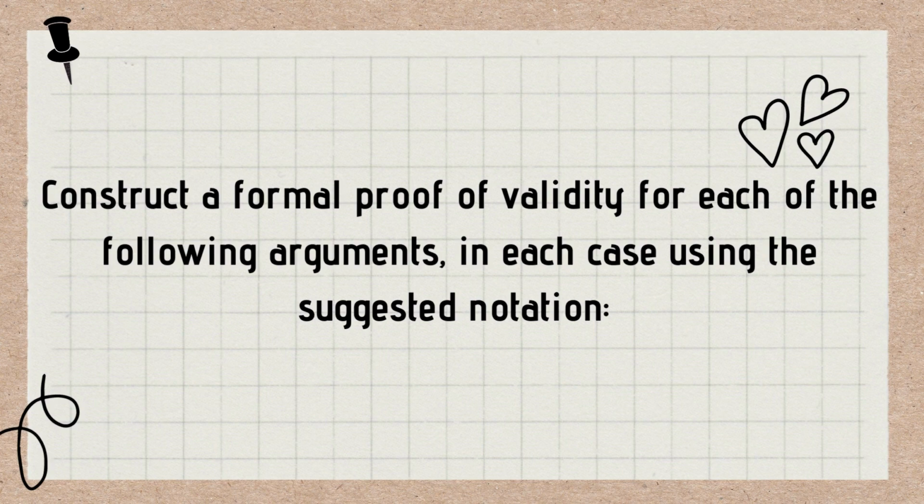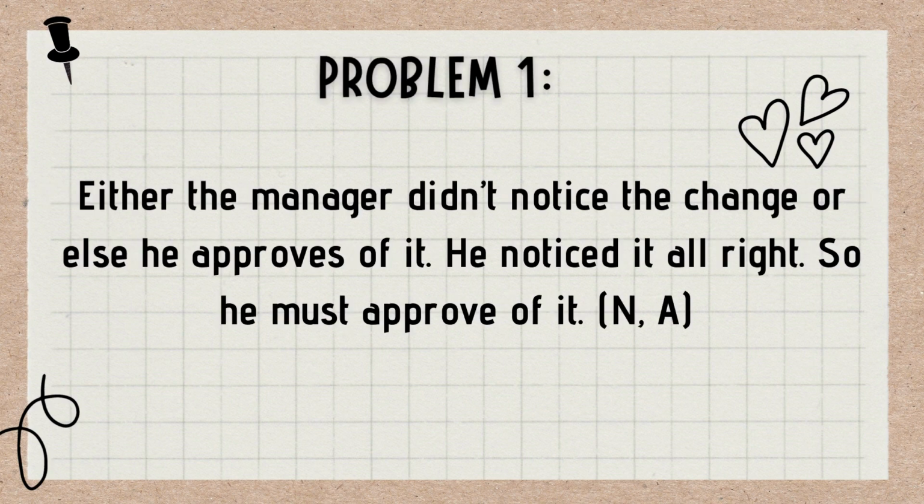So let's get into the problem. We construct a formal proof of validity for each of the following arguments, in each case using the suggested notation. This is how they will ask questions. They want us to prove the validity of the given argument. In problem one, the argument is: either the manager didn't notice the change or else he approves of it. He noticed it all right, so he must approve of it.